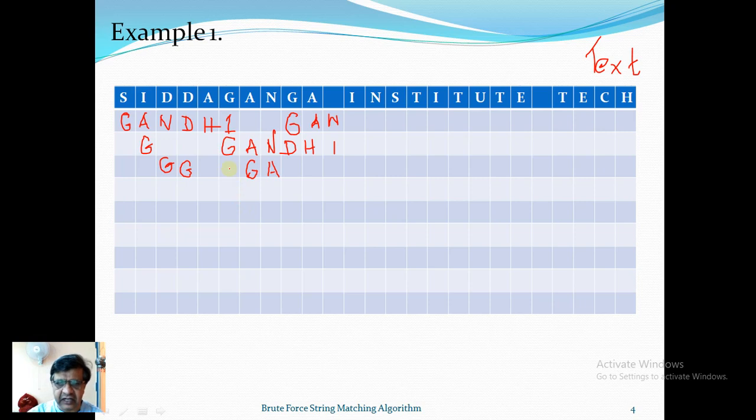Then it will return the place from where the matching happens, the place on the text from where matching happens. It will return the position from where the first character of the pattern matches with the character of the text. That tells us that from here onwards the pattern is found. That's how it works.